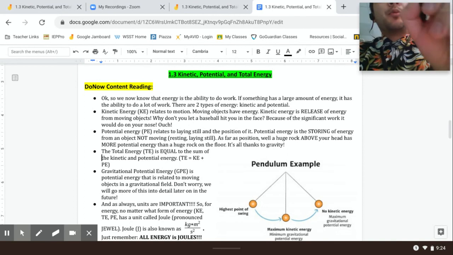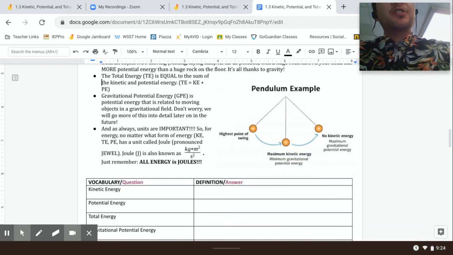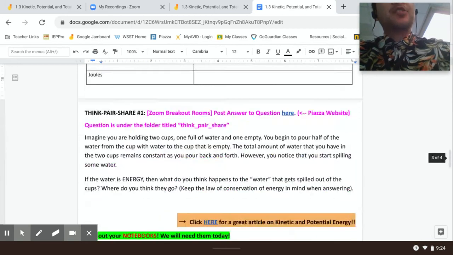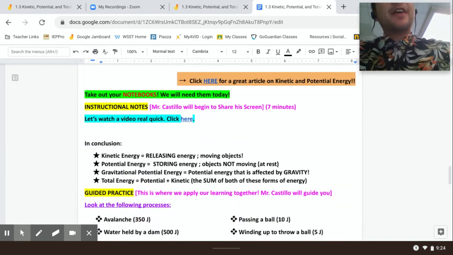I'm about to show you guys the instructional notes for 1.3. So hopefully you are in the 1.3 handout. Here's the do now. Make sure you do the do now, but we're also going to make sure you do the think, pair, share as well. And then we're going to go to the notes, okay? So make sure you have your notebooks ready because we're going to go over the notes.